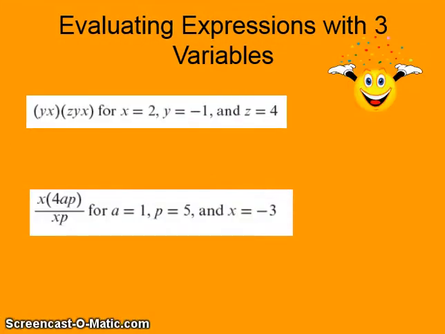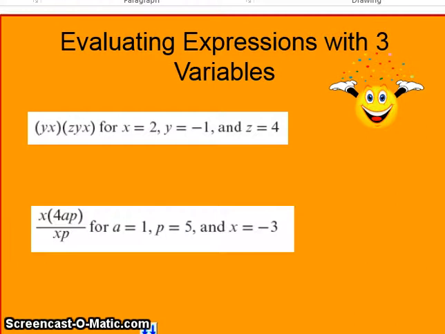Now those were expressions with 2 variables, and now we have expressions with 3 variables. You do them exactly the same way, except that you have more numbers to plug in. These are examples. Again, they need to go in your notes. Here I have y x times z y x for x equals 2, y equals negative 1, and z equals 4. So everywhere I see an x, I'm going to plug in 2. Everywhere I see a y, I'll plug in negative 1. And everywhere I see a z, I'll plug in 4.